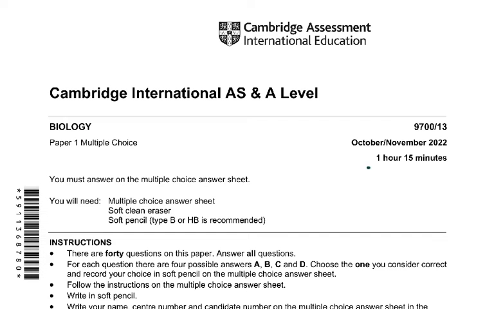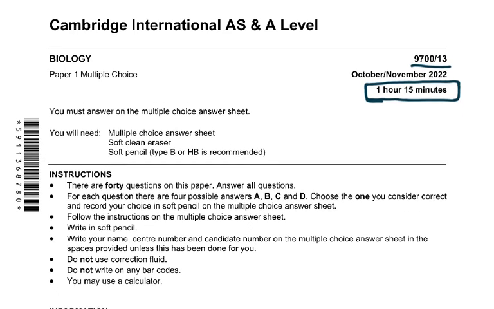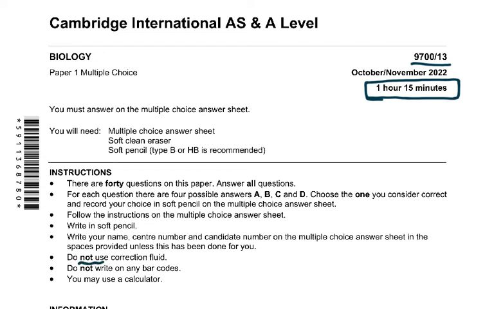As we all know, the timings have changed. Now this will be 1 hour 15 minutes. Usually it used to be 1 hour, and this is variant 1-3. And you know the rule: there are 40 questions, answer all questions. For each question there are 4 possible answers, and you write with a soft pencil and write your name and center name. Do not use correction fluid, do not write on any barcodes, and you may use a calculator.